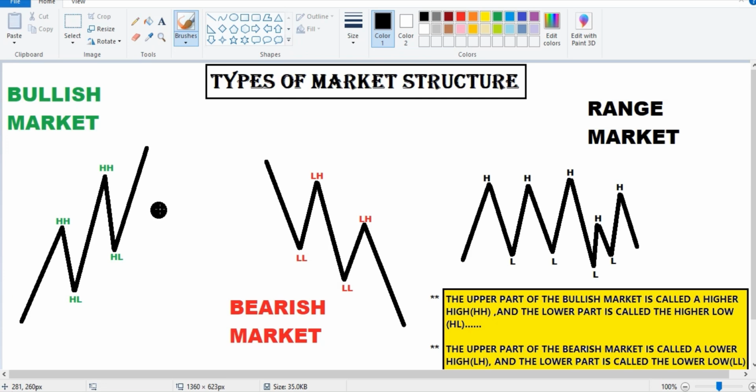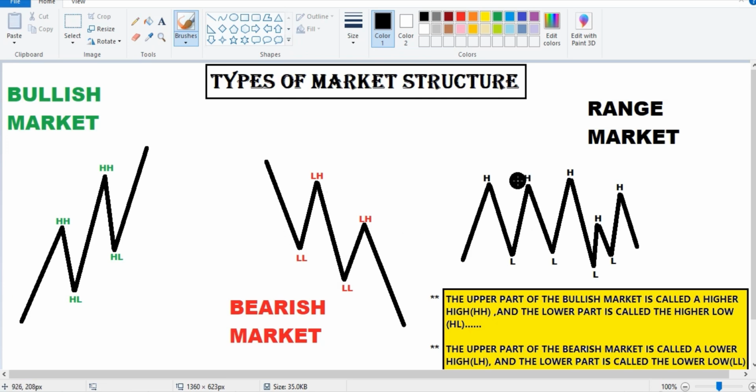Now, for a bearish market, the bearish market consists of two major parts also, which are the lower high and the lower low. The lower high, which we identify as the LH, is the higher part of the swing in a bearish market, and the lower low is the lower part of the swing in a bearish market.